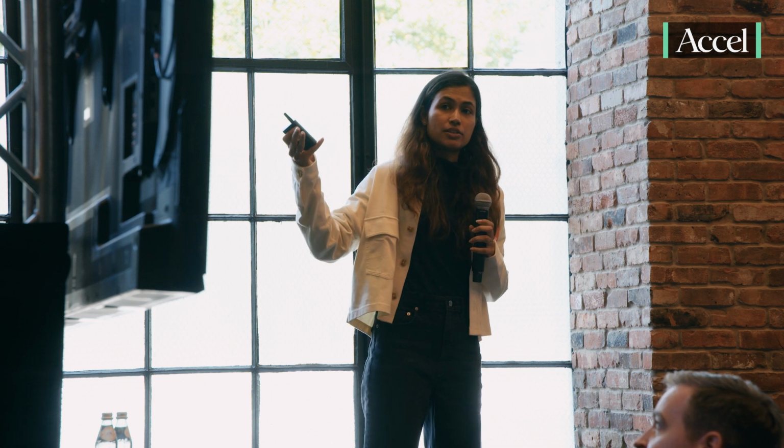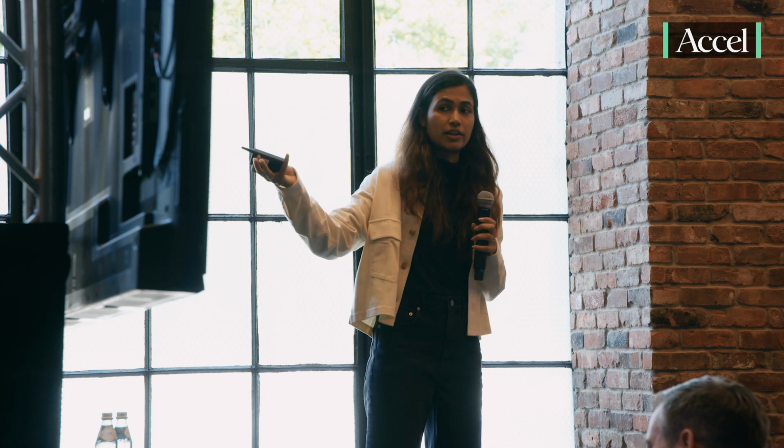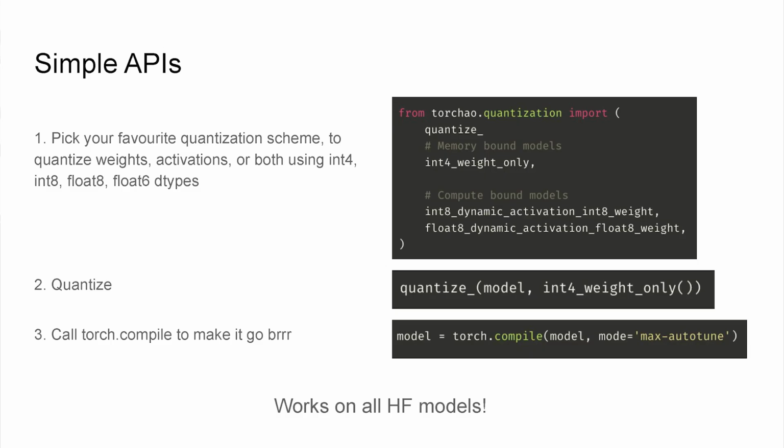Once you pick these parameters, quantizing your model is just calling the quantize API with the specific technique that you want to quantize it to. This will give you an eager quantized model as an output, and if you want to make it go even faster, you can call torch compile on it to get even more performance.